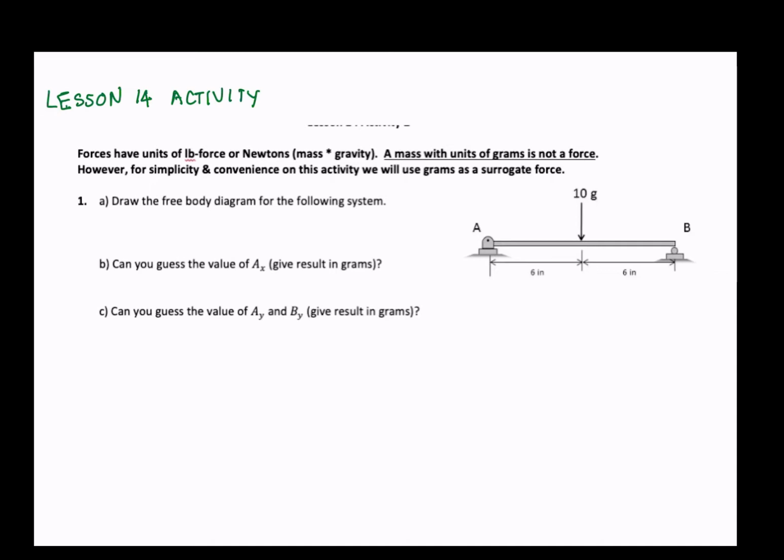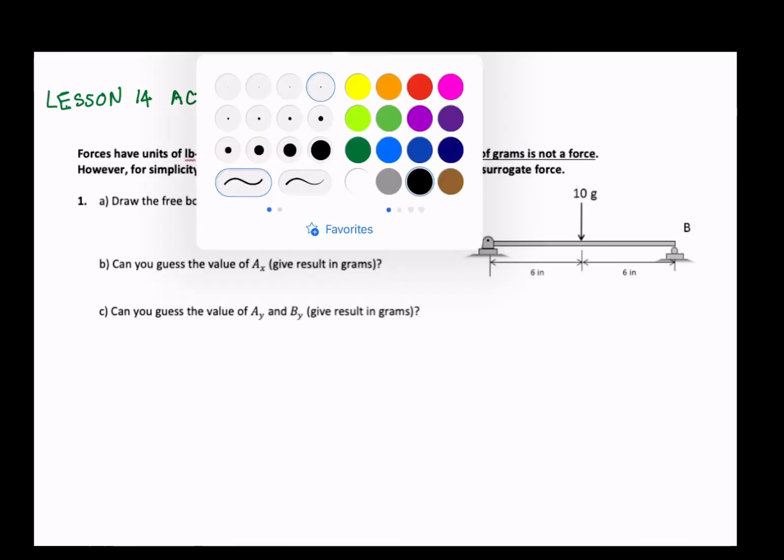So as I mentioned, we're going to be following along the steps of the activity, and I'm going to insert places for you to pause the video and do what the lesson sheet says before you continue on. So the first thing, step 1, is to draw a free body diagram for the following system. We'll do this one together.